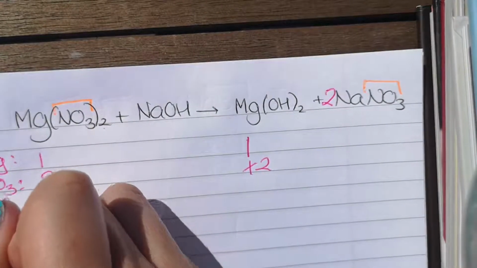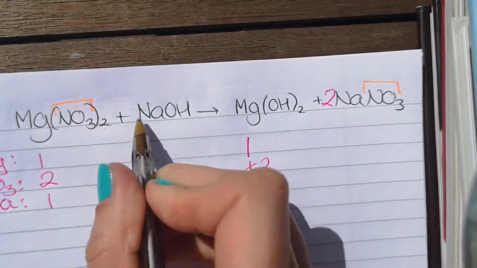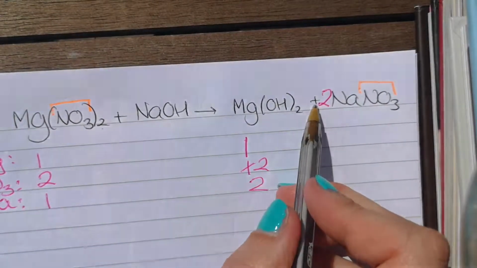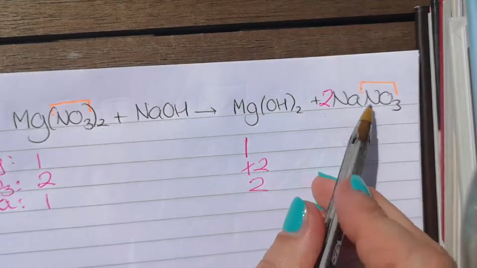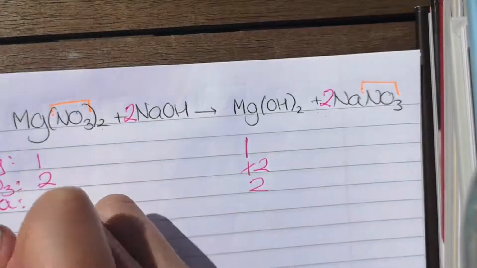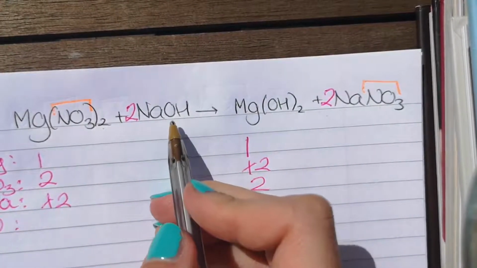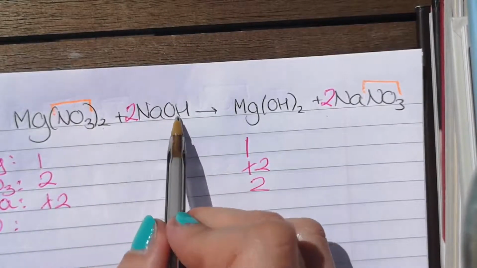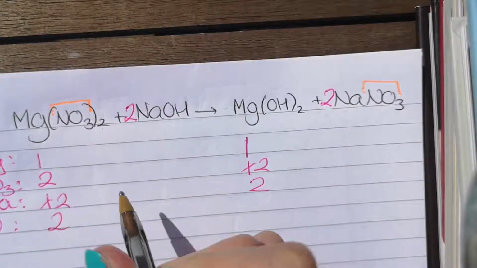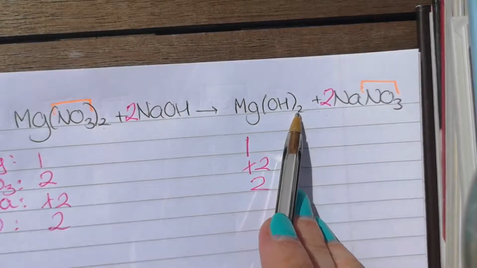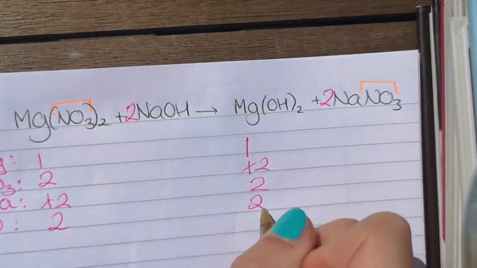Moving over, I come to my Na. I've got 1 on the left, and I've got 2 over here on the right because that balancing number that we put in for the NO3 chunk applies to everything. So I'm going to want to pop a 2 on that side. Next thing I come to is my oxygens, remembering not to count the ones in the NO3 chunks, we've already sorted those out. So I've got 2 oxygens here, and on this side of the arrow I've got 2 oxygens because this little 2 after the bracket applies to everything within the bracket.